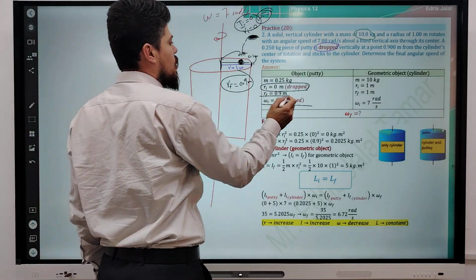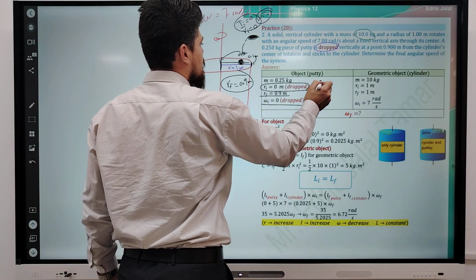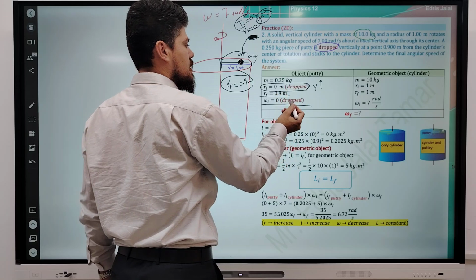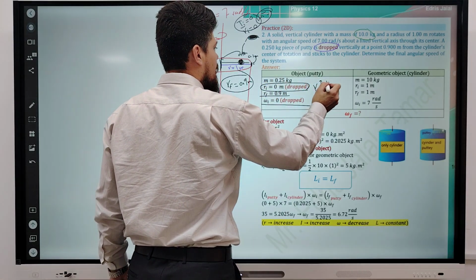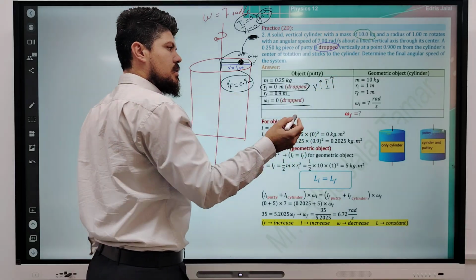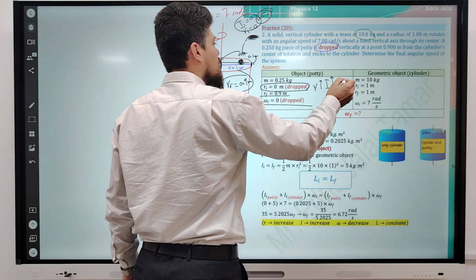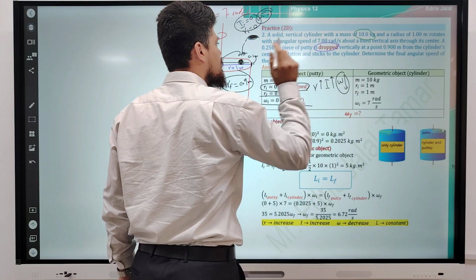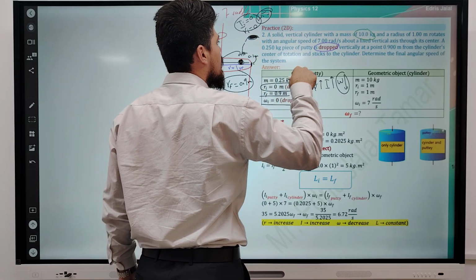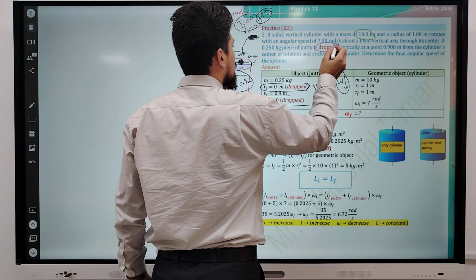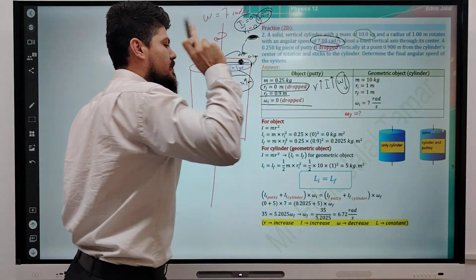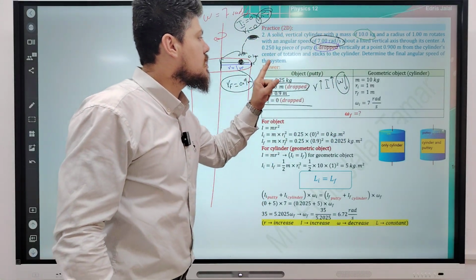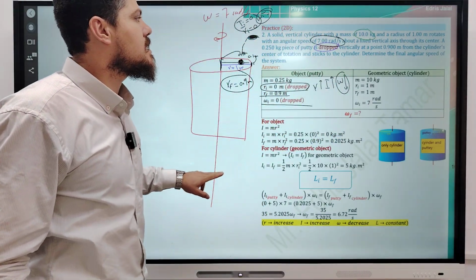Look, from 0 to 0.9, what happened to the distance from the axis of rotation? Increase or decrease? Increase, from 0 to 0.9. When r increases, what happens to the moment of inertia? Also increases. When the moment of inertia increases, what happens to the angular speed? It must decrease. So this final angular speed, when we try to find it, must be less than 7. The final angular speed in this question must be less than 7.